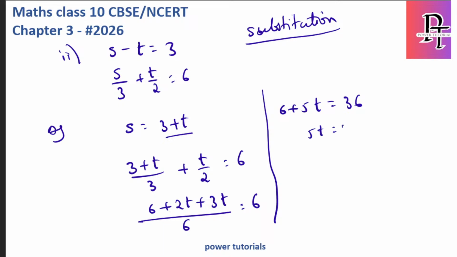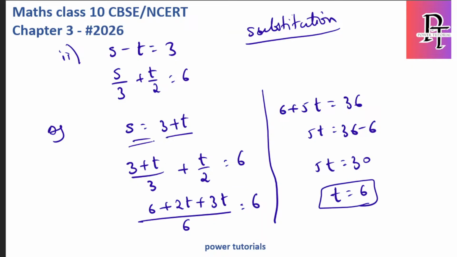So 5t is equal to 36 minus 6. 5t is equal to 30. So the t value is equal to 6. I got the t value, which is 6. Substitute it in the first equation. I will get the s value, which is 3 plus 6 is equal to 9. So the final answer, s comma t, is equal to 9 comma 6. Okay, so one question is done.